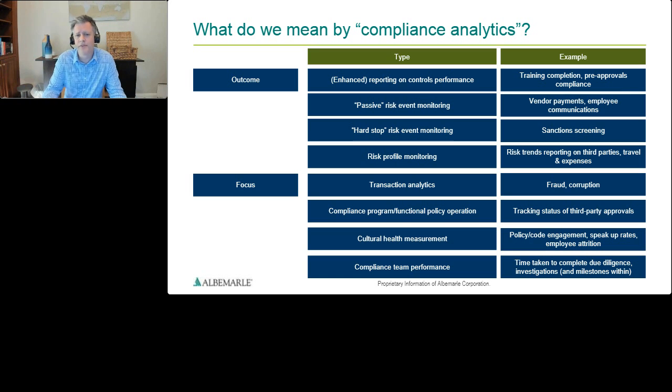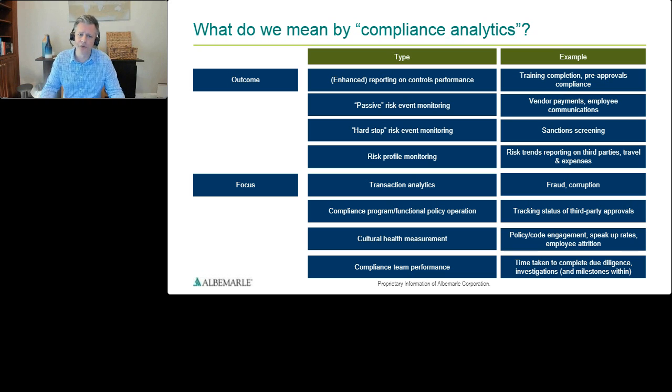Also, risk profile monitoring. As well as snapshot, moment-in-time assessments, that information can be aggregated over time to show how particular risks are trending, which can be very useful information for senior management. And we'll have an example of that in the context of sales representatives coming up.